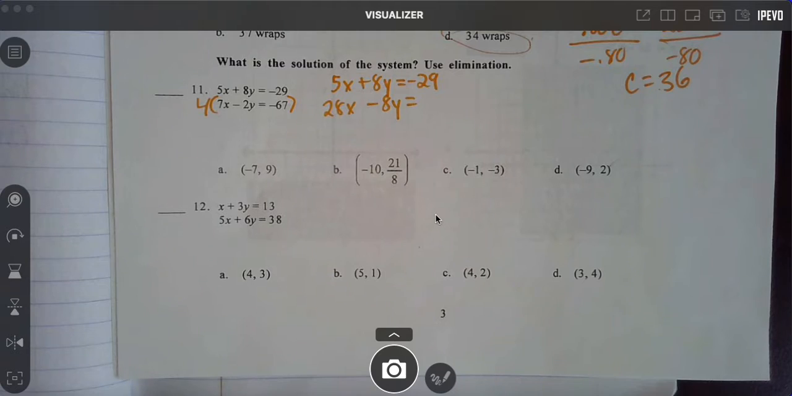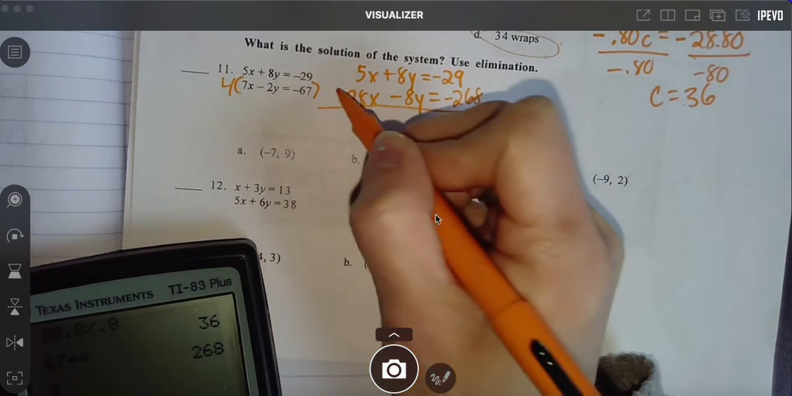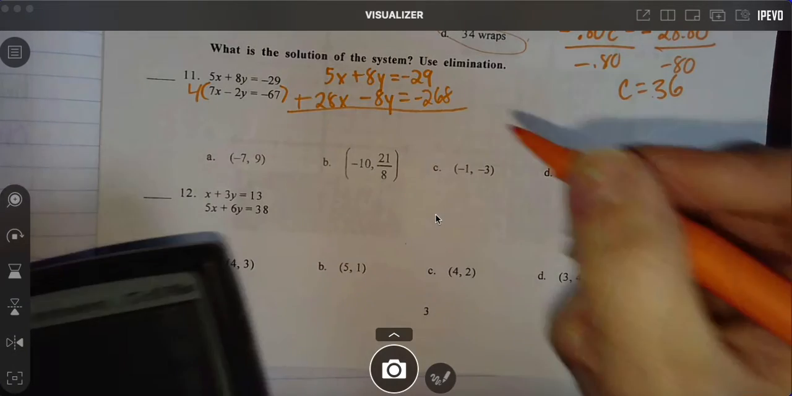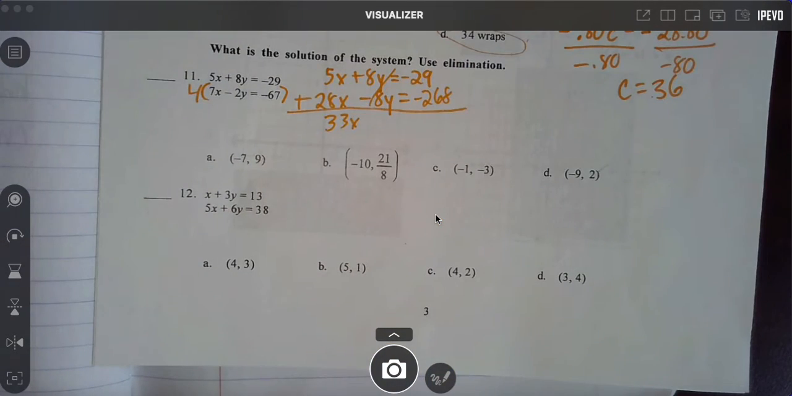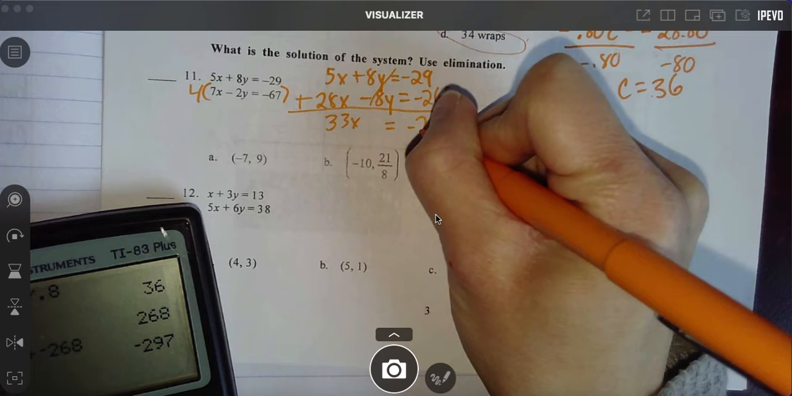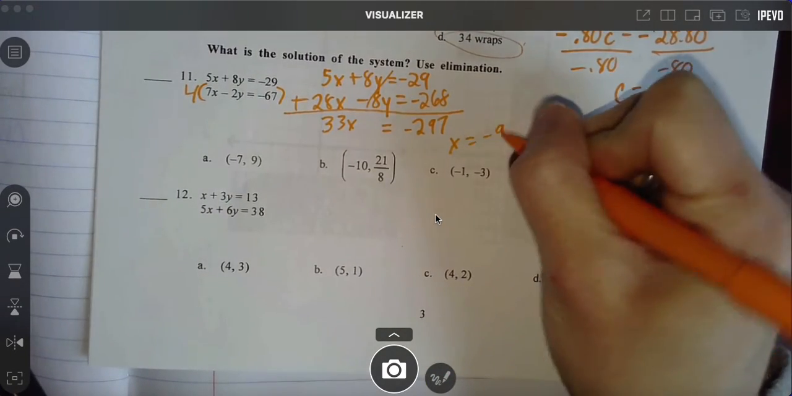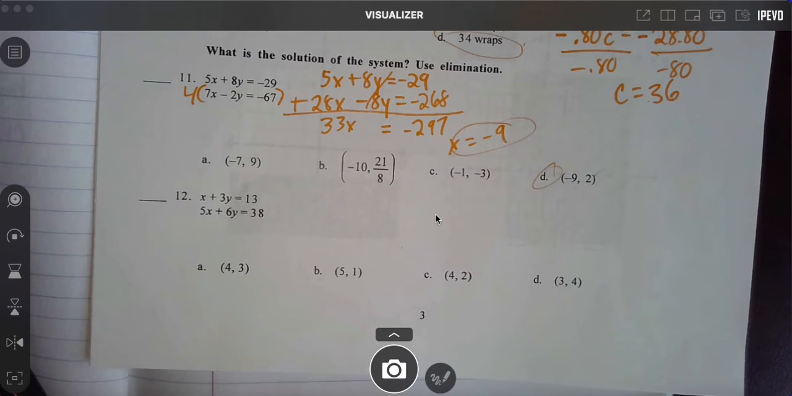What is 67 negative 260? Yep. And now I can add the two equations. I'm adding them because I had the opposite signs. So what is 5x plus 28x? 33x. Those cancel out. And what is negative 29 plus negative 268? Negative 297. Then we divide it by 33. And I get that x is negative 9. Do I see that answer? Yes. So it's D.